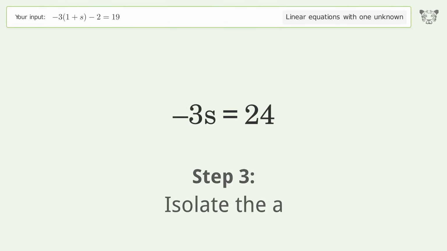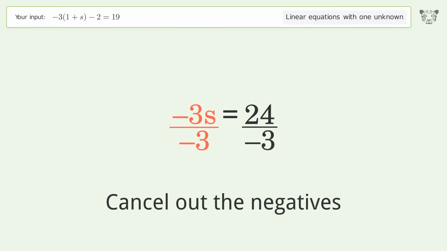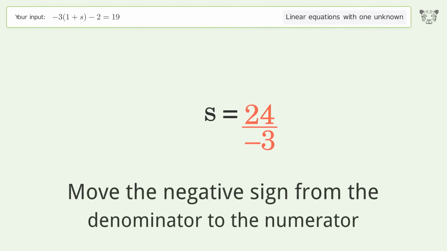Isolate the a. Divide both sides by -3. Cancel out the negatives. Simplify the fraction. Move the negative sign from the denominator to the numerator.